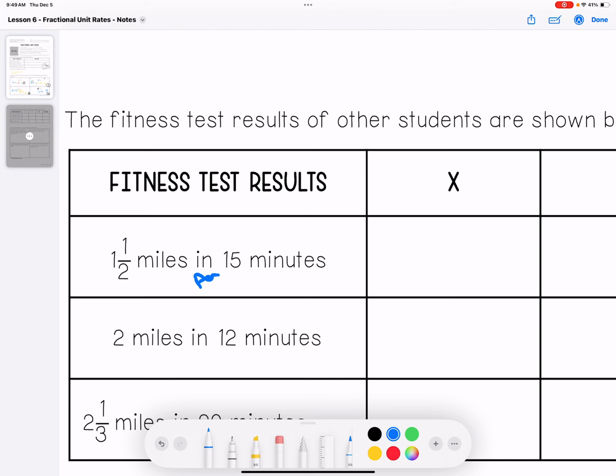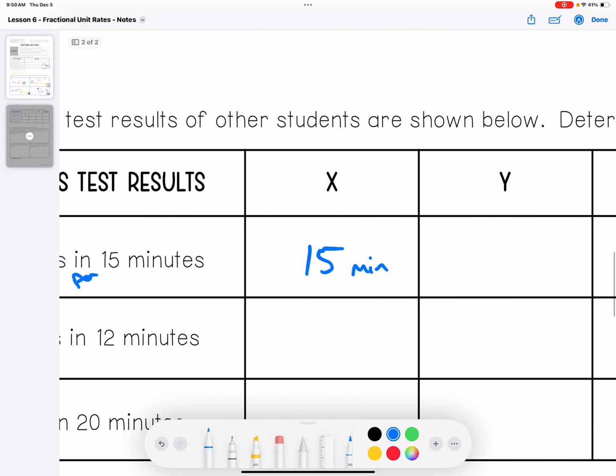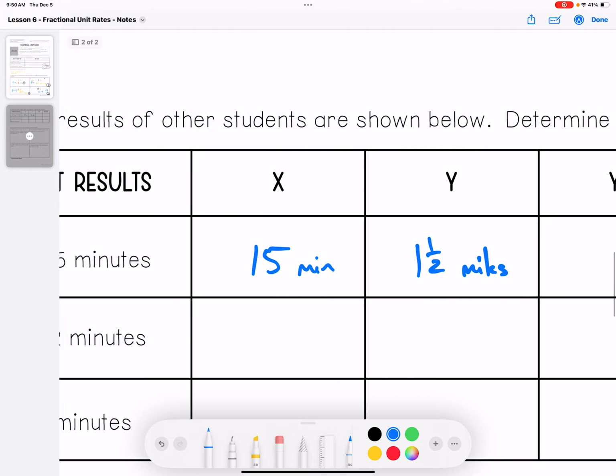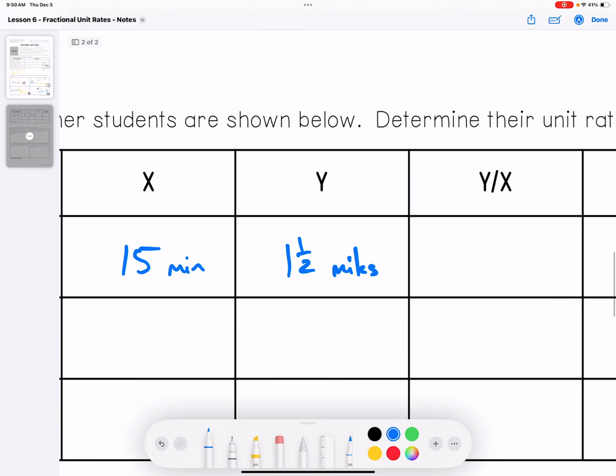So per, whatever the per is, minutes here, that's going to be the bottom. The bottom is X because it's Y over X. So 15 minutes is the X. The Y is 1.5 miles. The Y over X is 1.5, which is also 3 over 2.